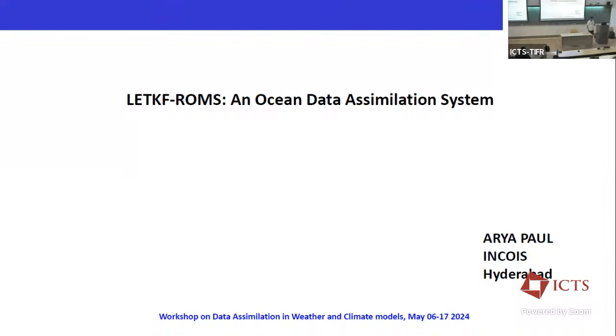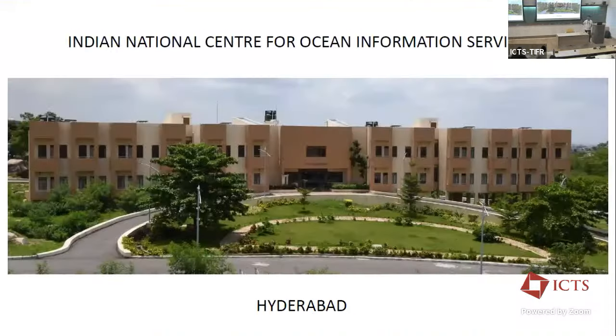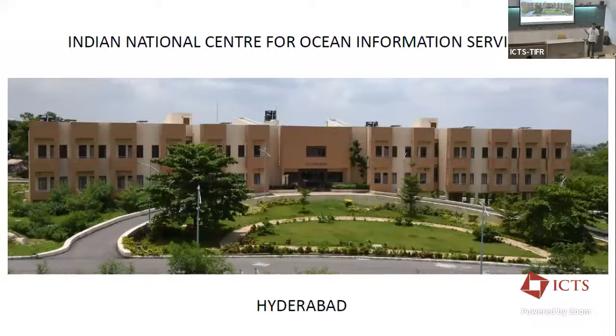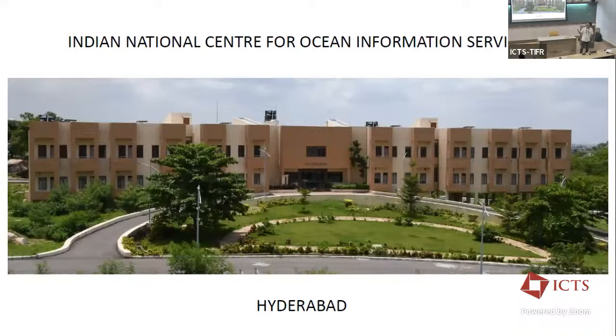So I come from an institute which is called Indian National Center for Ocean Information Services. The mandate of this institute is very similar to what IMD does, Indian Meteorological Department. They issue atmospheric forecasts, the weather predictions, and we are into ocean predictions. How the ocean is going to behave, both in the near future as well as maybe a seasonal forecast, or even we are trying to also come up with decadal forecasts, like sea level rise, so on and so forth.